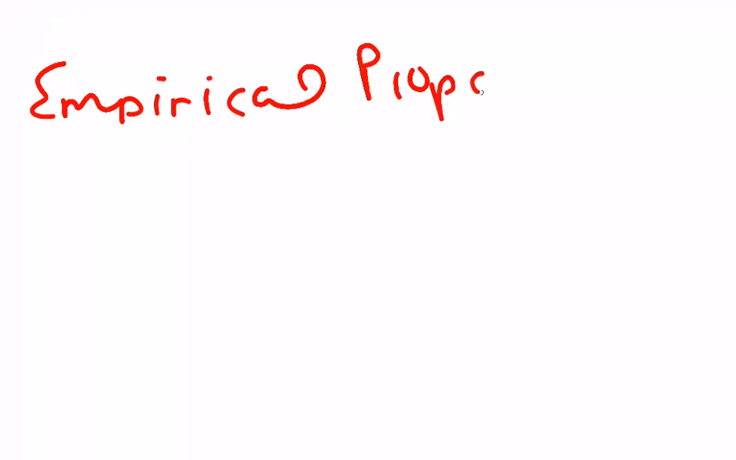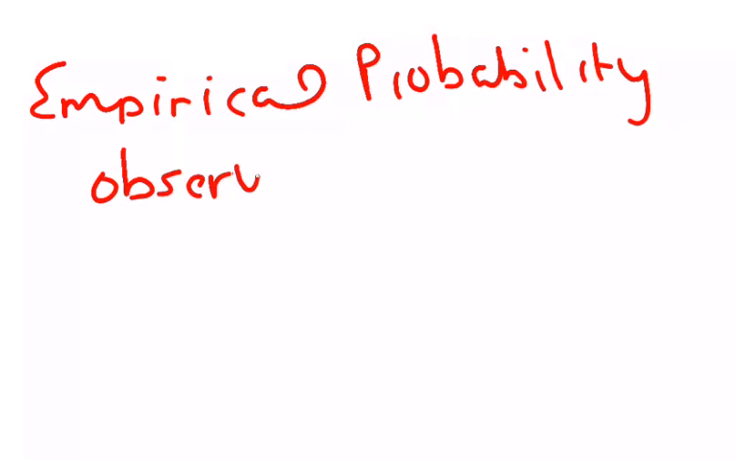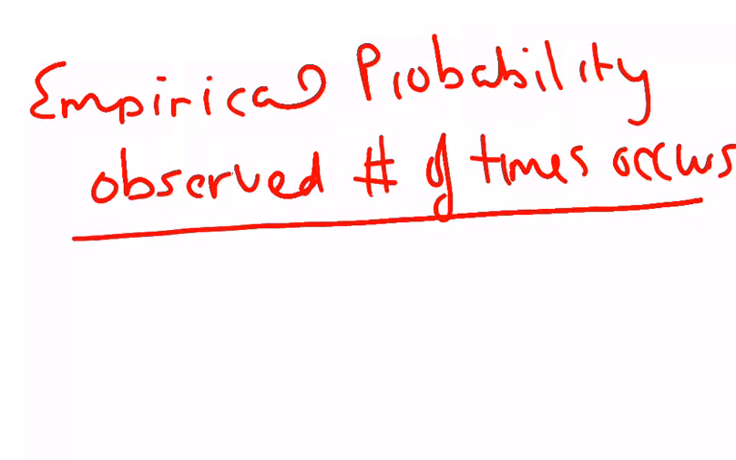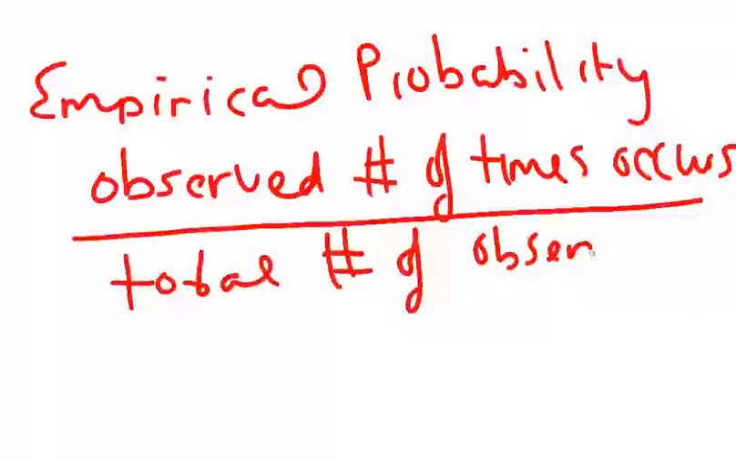Now we have what is called empirical probability. And what this is, it's about observed. If I roll a die, chances are that it's not going to come out the way that it says theoretically. So empirical is what actually happens. So this is the observed number of times it occurred over the total number of observed occurrences.